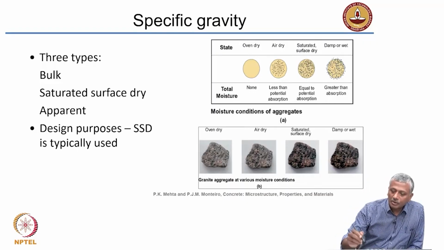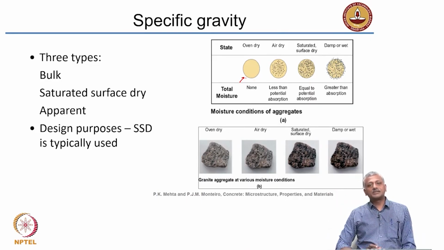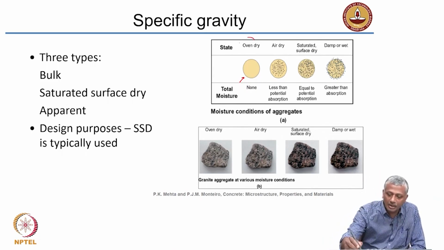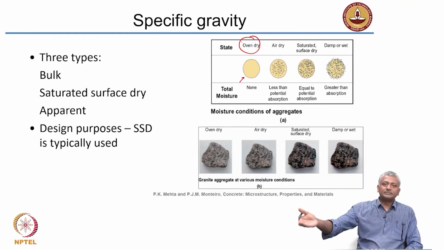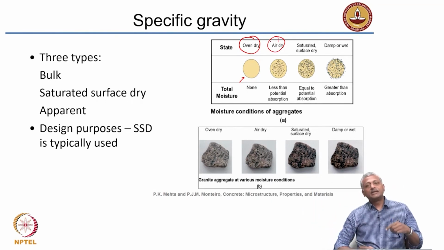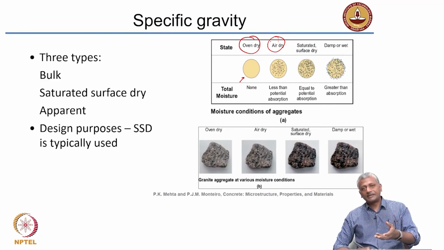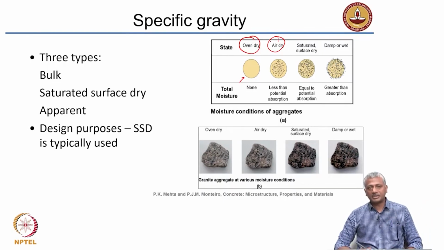So, if you do not have any moisture, if you take this aggregate and put it inside the oven at 100 degrees Celsius, it drives away all the water from the aggregate. So, there is no moisture, that is called oven dry state of the material. Now, if you take the aggregate which is lying on the roadside, that is basically the air dry state. In the air dry state, there may be some moisture inside. You need to determine it by putting this aggregate inside the oven and finding out how much moisture it has.